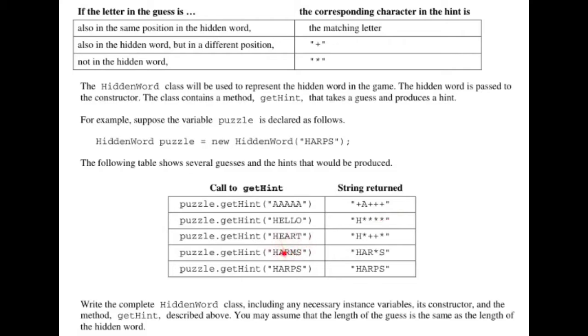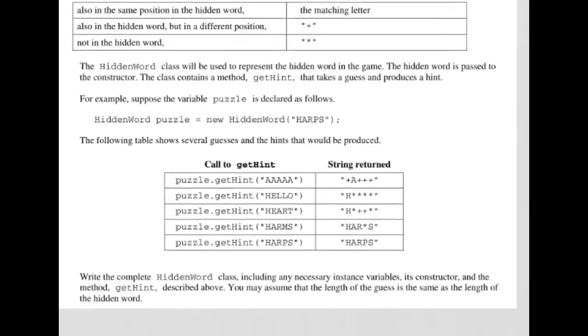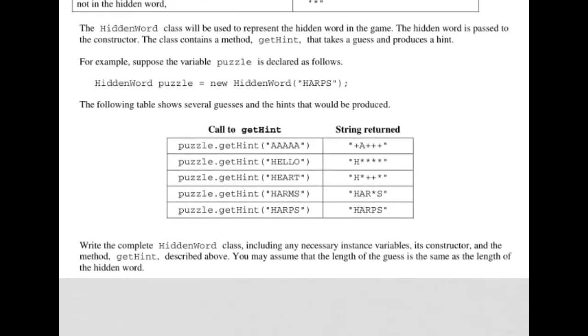H-E-A-R-T. So we already know H works. E, we already know, is going to give us the star. A is in the word, but in a different spot, so it should say plus. Yep. R is part of this. Is it in the correct spot? It is not, so it gives a plus. And then, wait, R is in this, right? So it's 1, 2, yes, it gives a plus. And then T is not in this, so it returns the star. And so forth. So we get all of this.